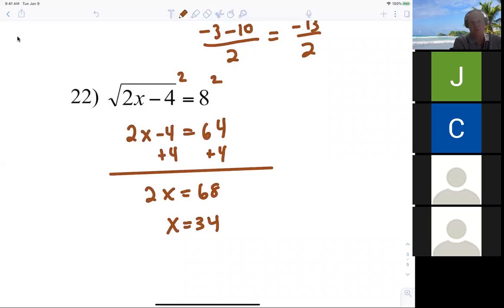Anybody have any questions? All right, so that one's just different. And I threw it in there just to make sure you know how to look at a question or look at an equation and say, how do I solve it?